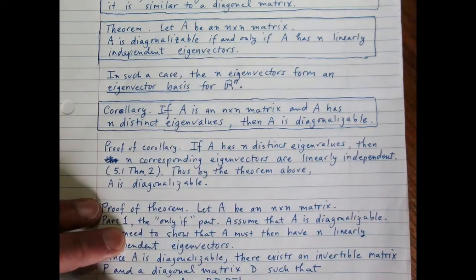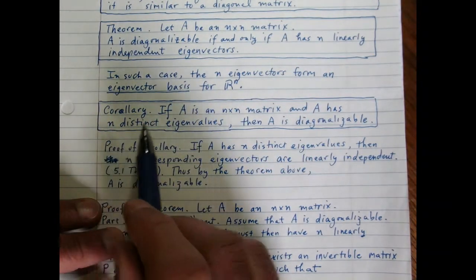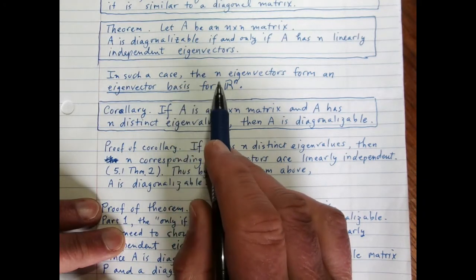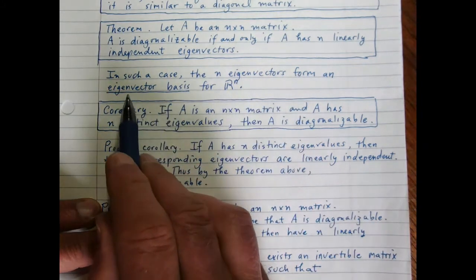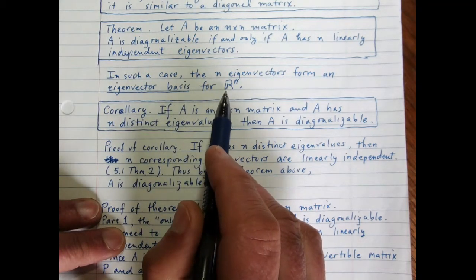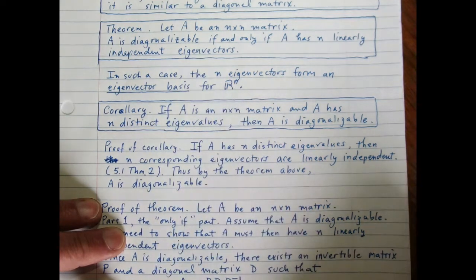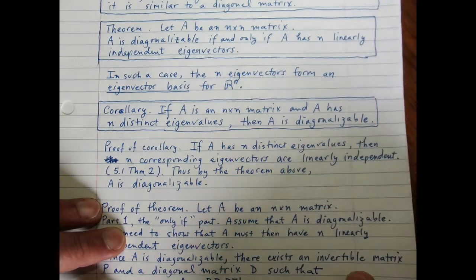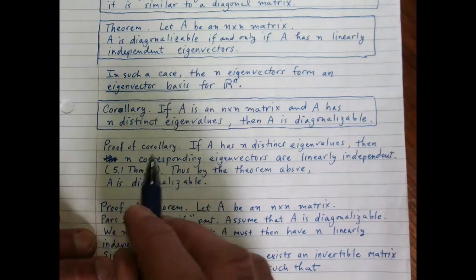To determine that, we would have to find n linearly independent eigenvectors. In such a case, the n eigenvectors form what we will call an eigenvector basis for R^n. There are n of them. They're linearly independent. The dimension of R^n is n, so we know those vectors would have to be a basis for R^n.